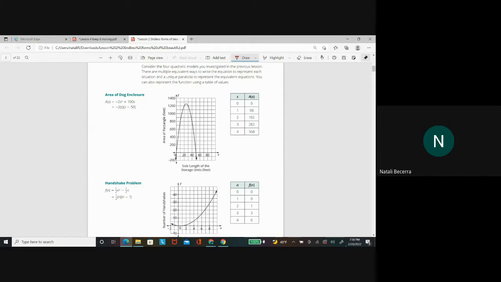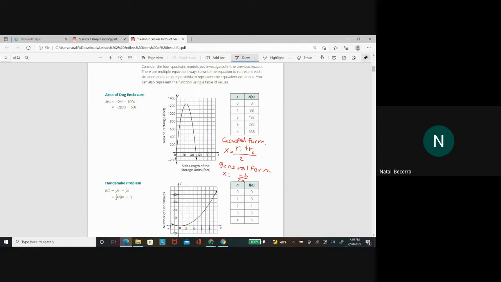So I want you to write down right here, factored form. The equation was x equals R1 plus R2 divided by 2. And then for general form, x equals negative b over 2a. Okay, so let's go ahead and apply this to these scenarios.